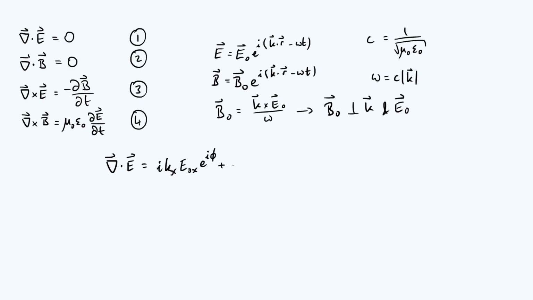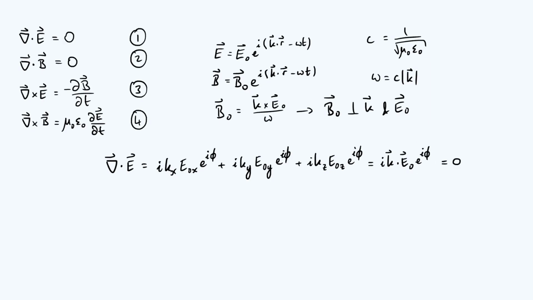And then we're going to get identical looking terms for y and z, right? So i k y times the y component of E naught, same phase factor, and of course i k z from the z derivative, times the z component of E naught, times e to the i phi. This can be written very nicely in compact vector notation as just i k dotted with E naught times e to the i phi. And equation 1 says that this is all supposed to be equal to 0.